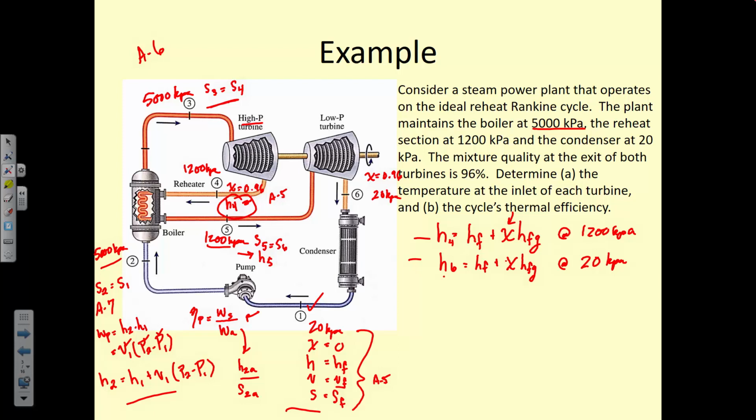State 6, state 4, state 5, and state 3. So we find H3 because of this relationship. If we have all the enthalpies and all the entropies at every state, then we could solve for anything in our problem: the work output, the work input, the heat relationships, the thermal efficiency, the exergy destruction. So the H3 you would interpolate based off S3 equals S4?